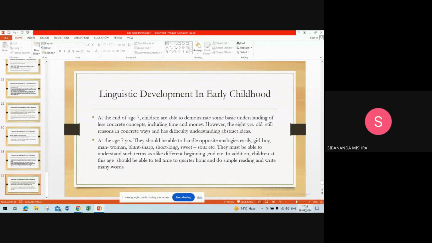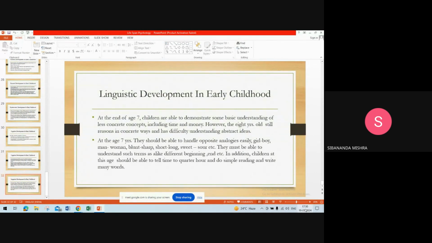Yes, sir. Okay. Next, this is the last slide. Linguistic development in early childhood. At the end of age 7, children are able to demonstrate some basic understanding of the less concrete concepts, including time and money. However, the 8-year-old still reasons in concrete ways and has difficulty understanding abstract ideas.